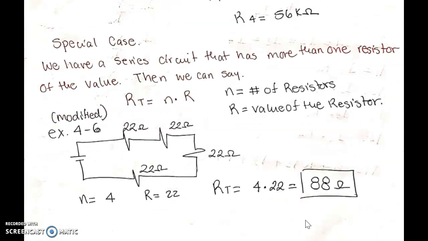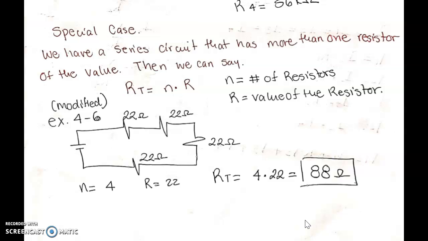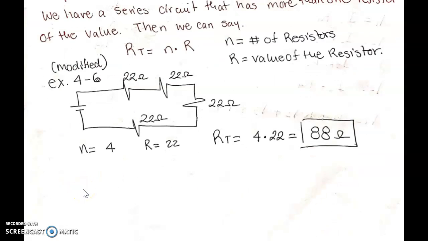A special case: when we have a circuit that has multiple resistors with the same value, we can say that R total is the number of resistors multiplied by the value of that resistor. In this case, we have the voltage source and 1, 2, 3, 4 resistors. N is equal to 4. They are all the same value, so we just take one of them and multiply it by 4, and that is our R total. This is a special case when we have several resistors with the same value. We don't need to add them individually. We just use the multiplying factor, which is N.